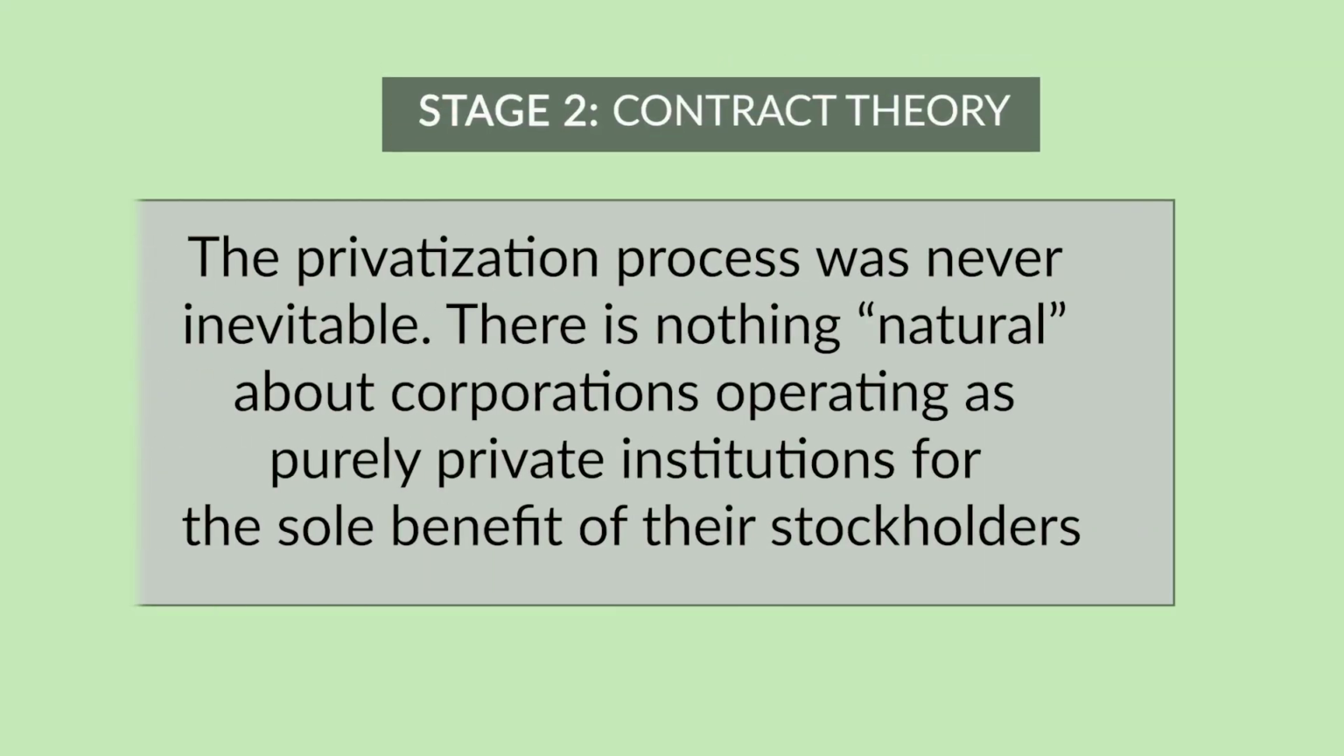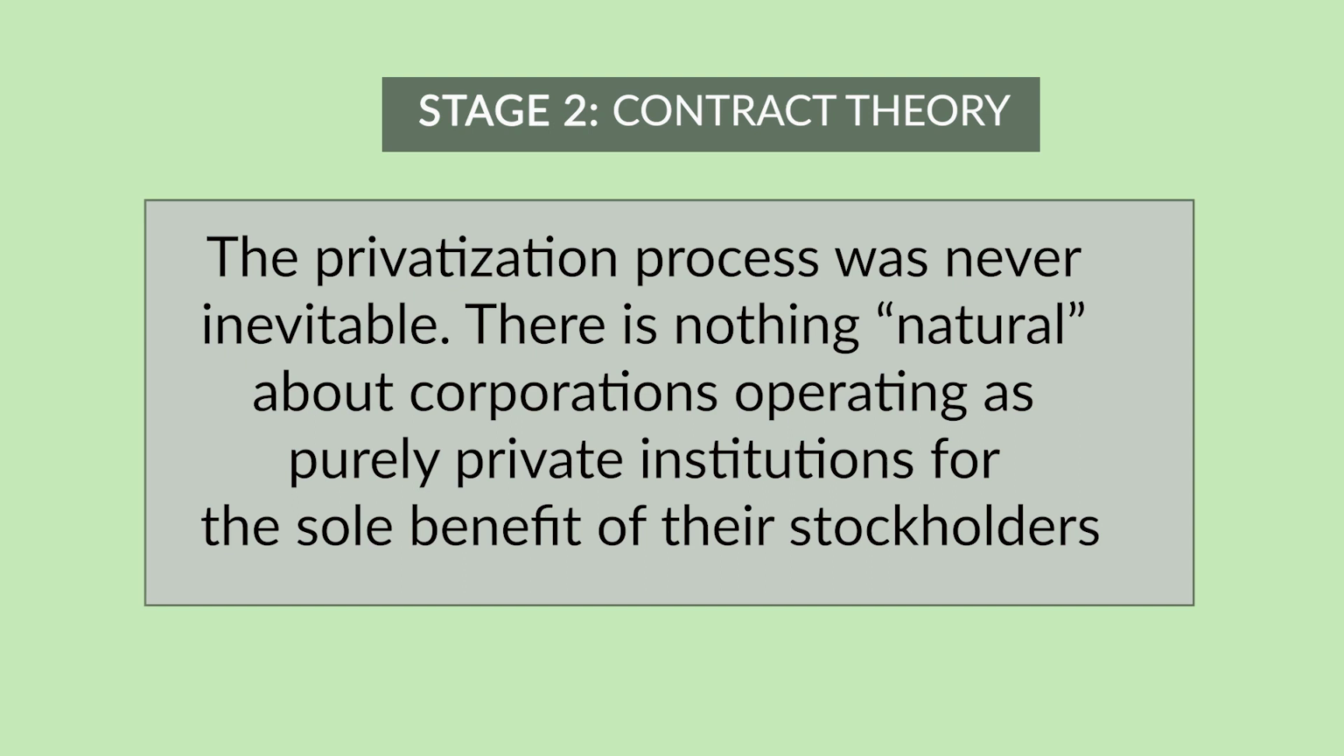Next, we come to stage 2. Stage 2 is called the contract theory. And here basically we would like to focus on the fact that there is a privatization of control that takes place in this stage between the period 1850 to 1885. The privatization process, mind you, was not an inevitable process.